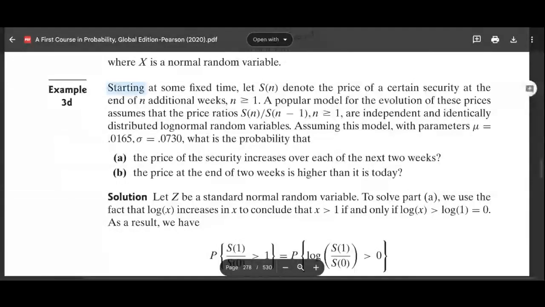Okay, let's see this example. Starting at some fixed time, let X of n denote the price of a certain security at the end of n additional weeks, so n is greater than or equal to 1. A popular model for the evolution of these prices assumes that the price ratios X of n divided by X of n minus 1, for n greater than or equal to 1, are independent and identically distributed log normal. Okay, forget about this.